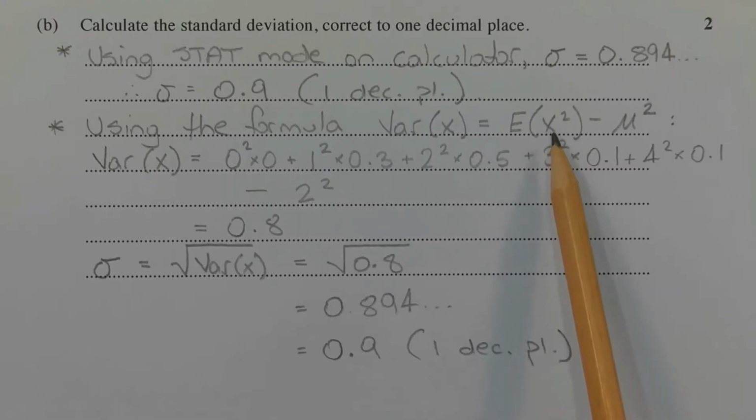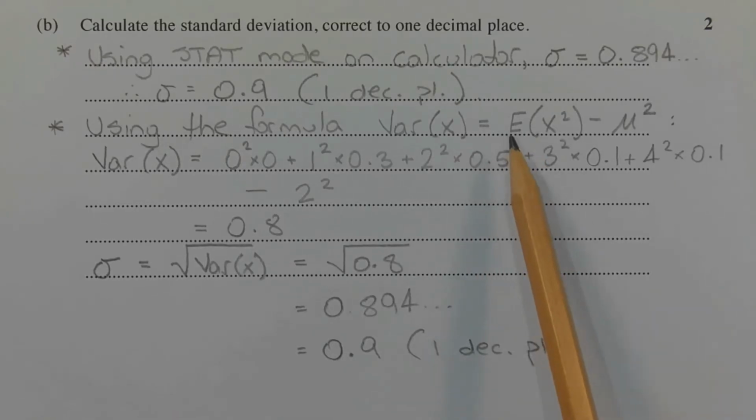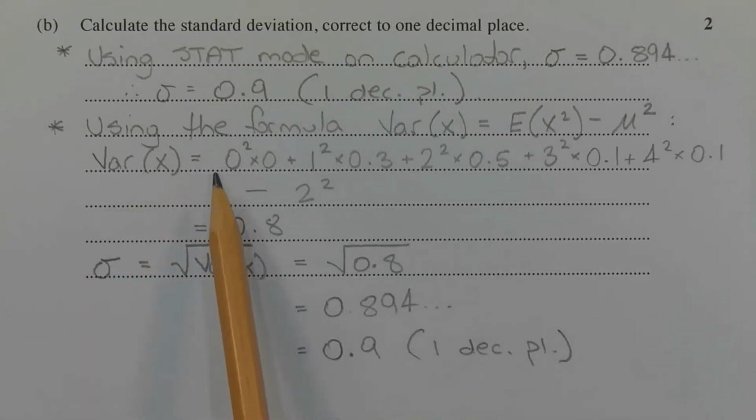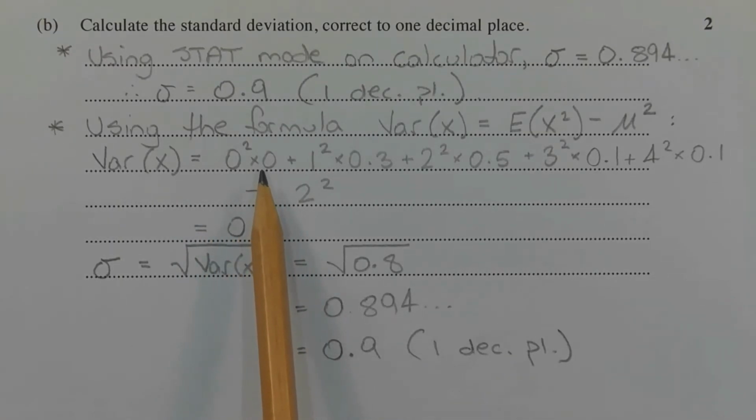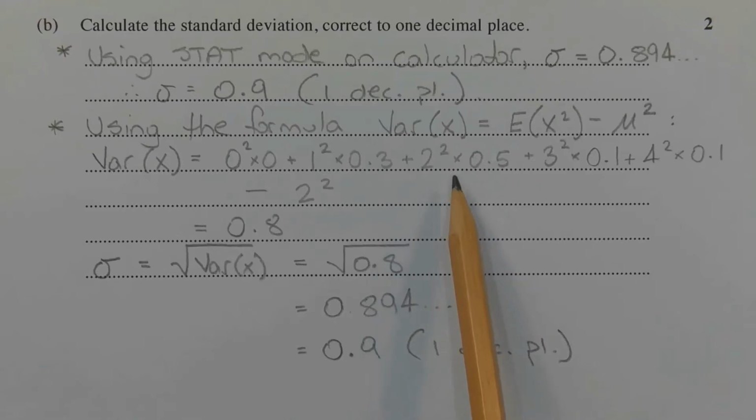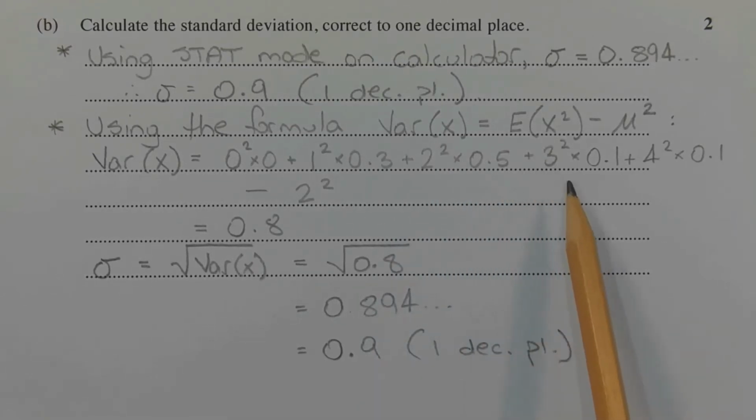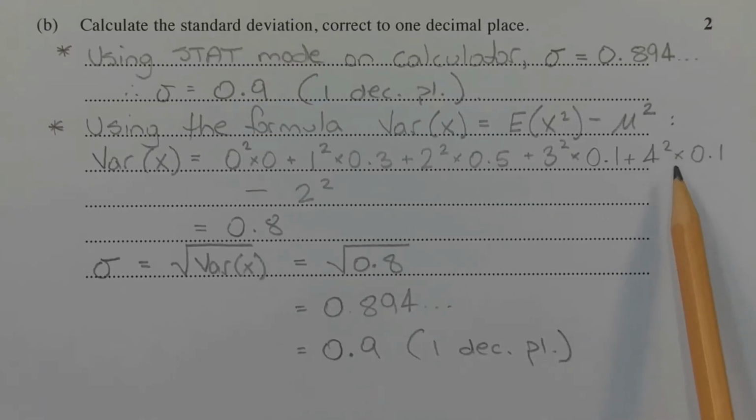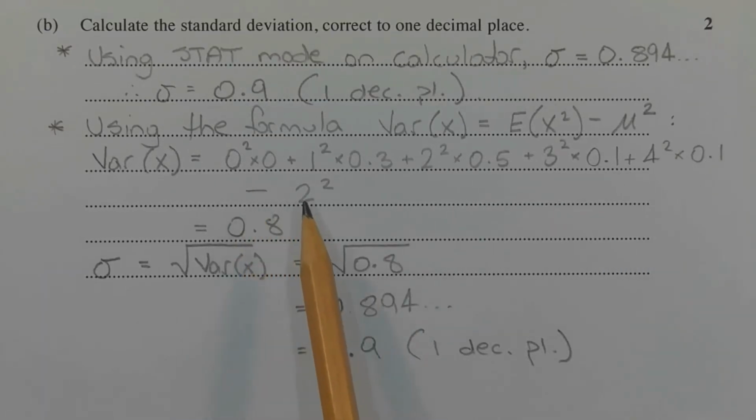Alternatively, we can use the formula: the variance of x is equal to the expected value of the square of the random variable minus the square of the expected value of the random variable. So that's E of x squared minus mu squared. Applying this formula, we get var x is equal to 0 squared times 0, the square of the score multiplied by its associated probability, plus 1 squared times 0.3 plus 2 squared times 0.5 plus 3 squared times 0.1 plus 4 squared times 0.1, minus the expected value of x squared. So that's minus 2 squared, and this 2 here we found in part A.